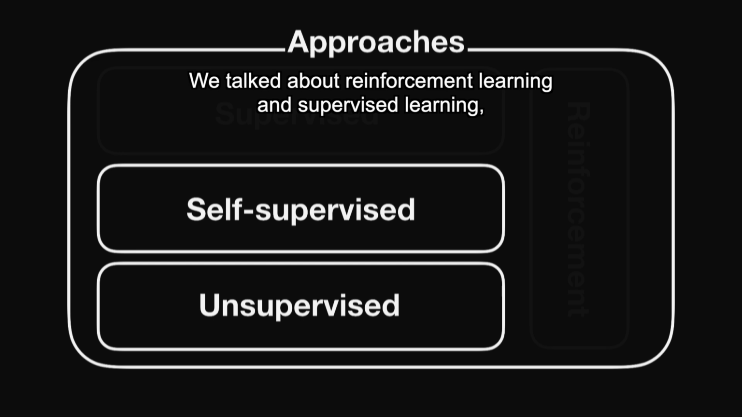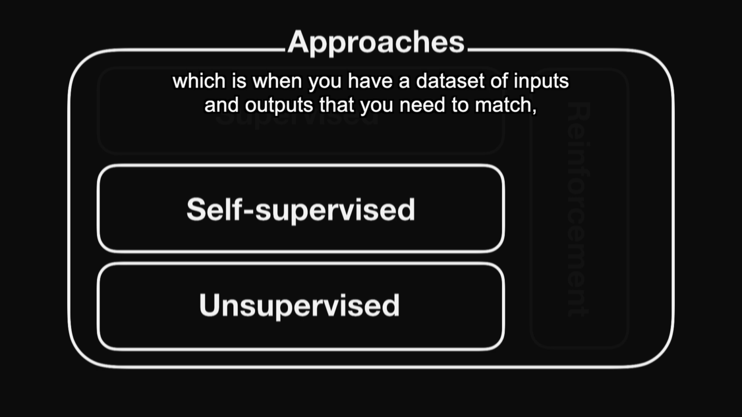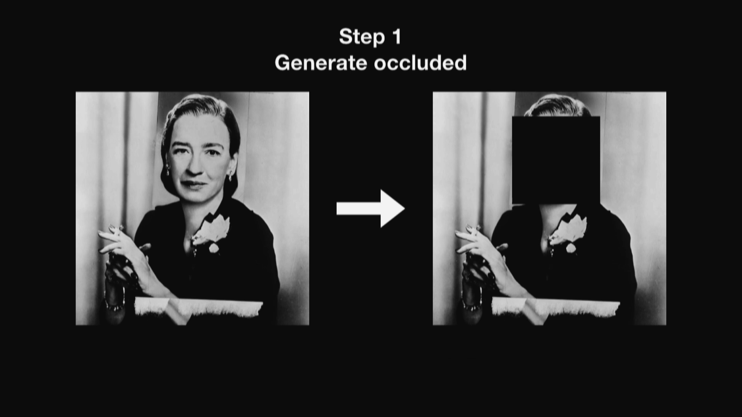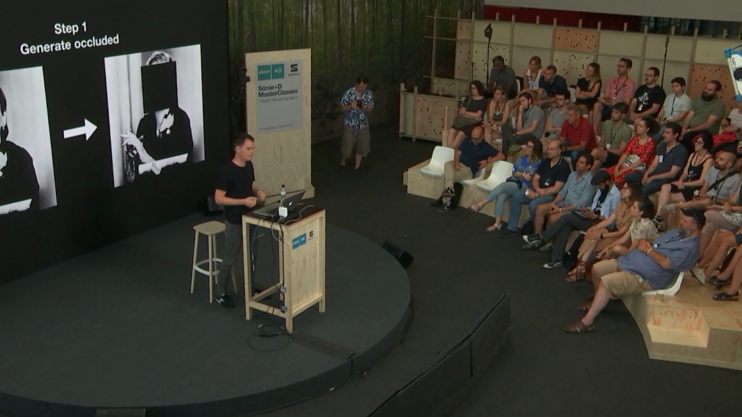Okay, we just talked about reinforcement learning and supervised learning, which is when you have a data set of inputs and outputs that you need to match, like classification or regression. Let's talk about self-supervised learning. All the supervised learning techniques rely on these large, carefully crafted, labeled data sets, like a million images and a million labels for ImageNet. But sometimes it's possible to create a label automatically if you're really clever about it.